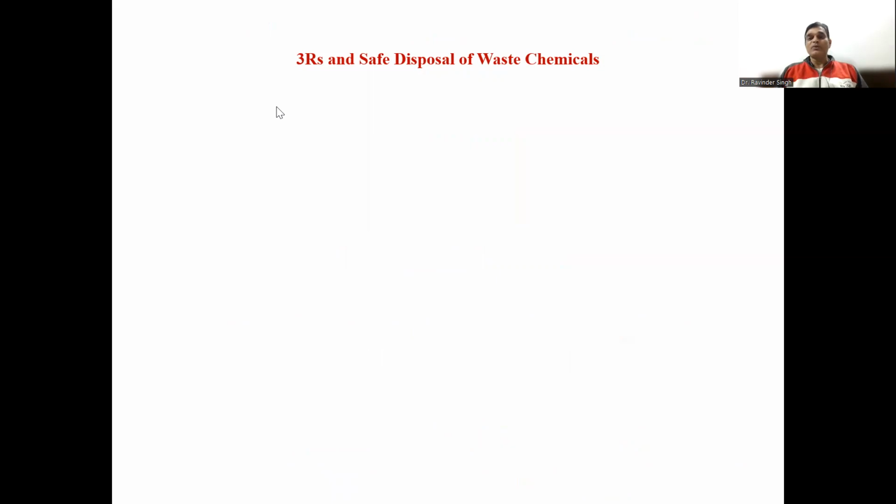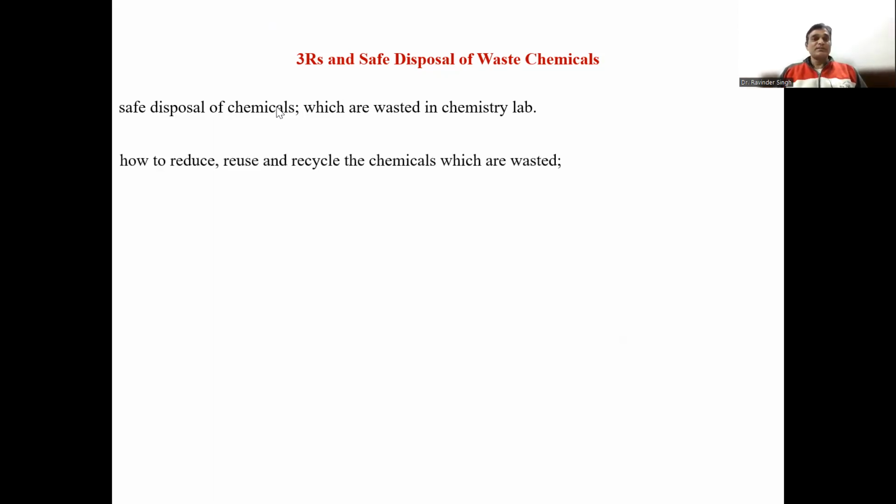3 R's, as I already told you, means reduce, reuse, recycle. In this particular session, we will discuss how we can dispose of the different unused chemicals in a very safe manner. The chemicals which are being wasted in the chemistry laboratory, in which way we can dispose of these chemicals, how can we reduce the use of the chemicals, how can we reuse the chemicals, and how can we recycle the chemicals which are going to be wasted.